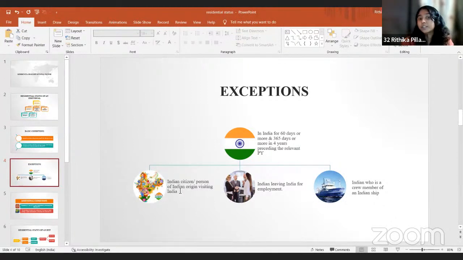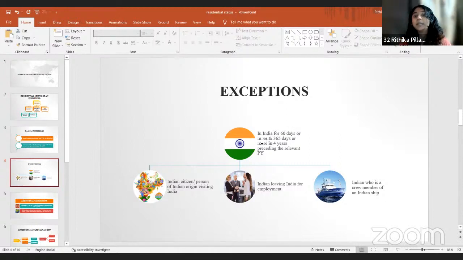A person of Indian origin is anyone who is born in undivided India, or whose parents or grandparents were born in undivided India. If these people are visiting India, then this condition is not applicable. But if they earn an Indian income of more than 15 lakhs, then this condition will be applicable. The only change is that we will consider 120 days instead of 60 days.